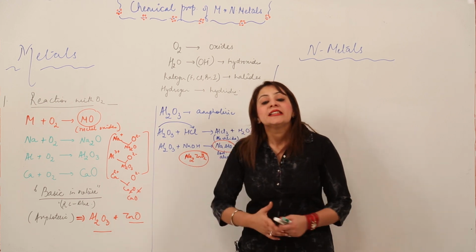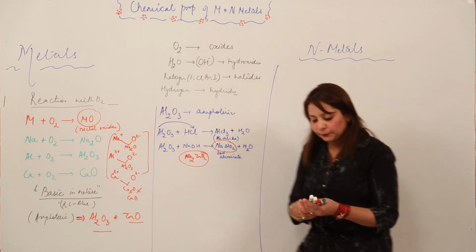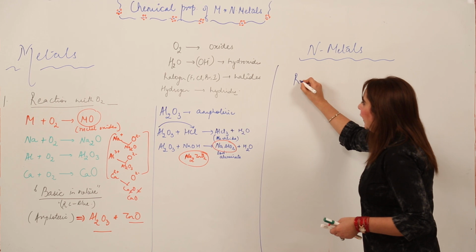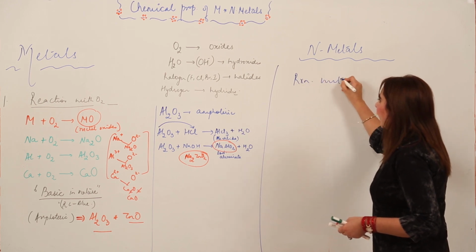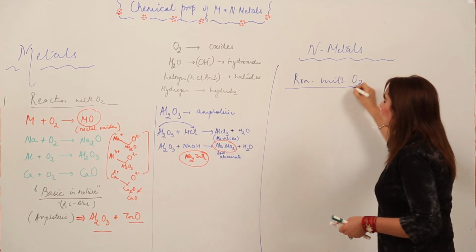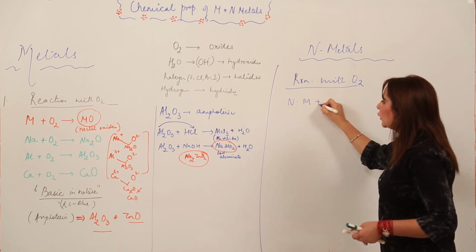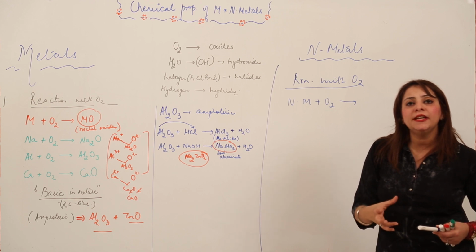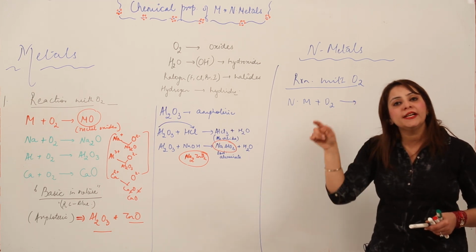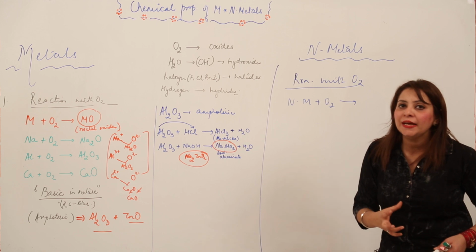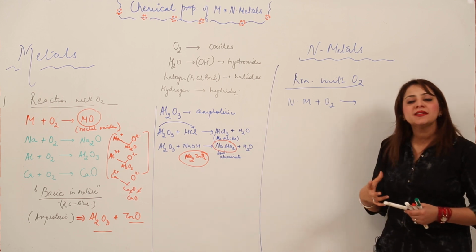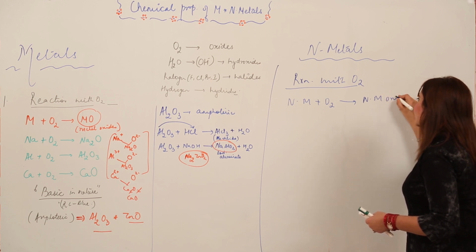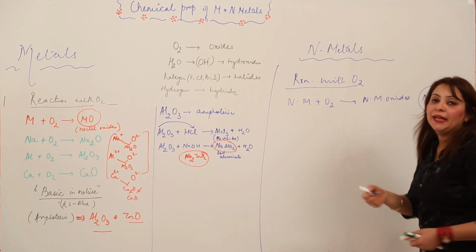Now let us see how non-metals react with oxygen. So what happens? Again we are doing a similar reaction with oxygen. What happens when a non-metal reacts with oxygen? They form, obviously as I told you, when anything reacts with oxygen it gets crisscrossed with the O2- ion and forms its respective oxide. So as in this case a non-metal is reacting with oxygen, obviously we will get a non-metal oxide with the general formula NO.